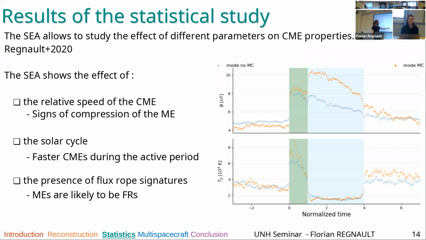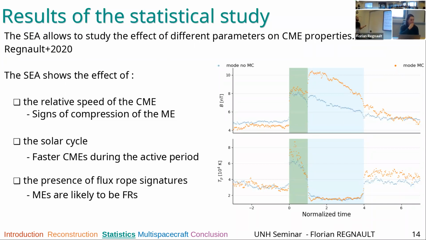But we don't see any differences in the temperature, and actually for the other plasma parameters, we don't see any differences. The difference between CMEs with or without flux rope signatures is mostly in the magnetic signatures. So it tells us that it seems to be the same object that we are crossing, but for some reason we don't observe the flux rope signatures. So that's one interpretation.